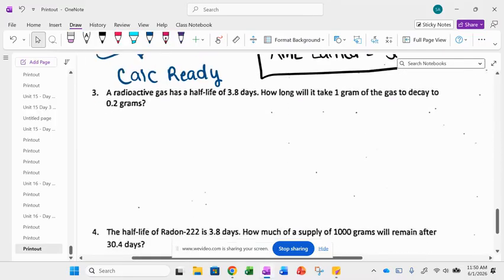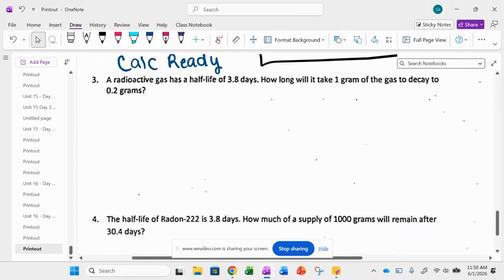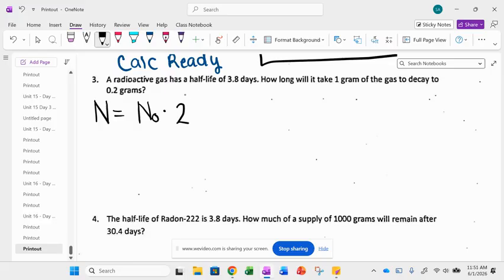All right, ready? Number 3. It says a radioactive gas has a half-life of 3.8 days. How long will it take 1 gram of the gas to decay to 0.2 grams? Clearly, I'm not talking about interest anymore, right? So it's not one of the 2 interest formulas. What is this formula? The decay formula, the half-life formula. And so that is N is equal to N sub 0 times 2 raised to the negative t over k power.